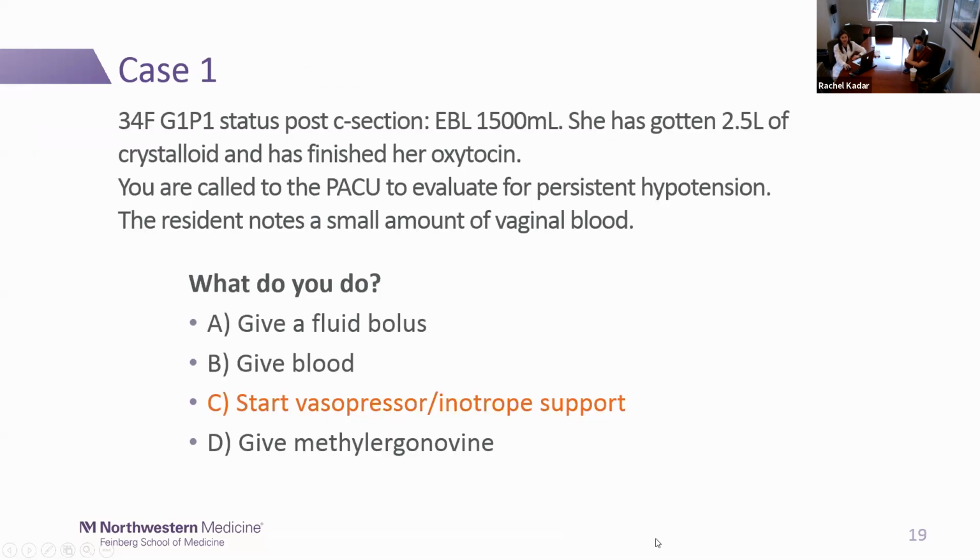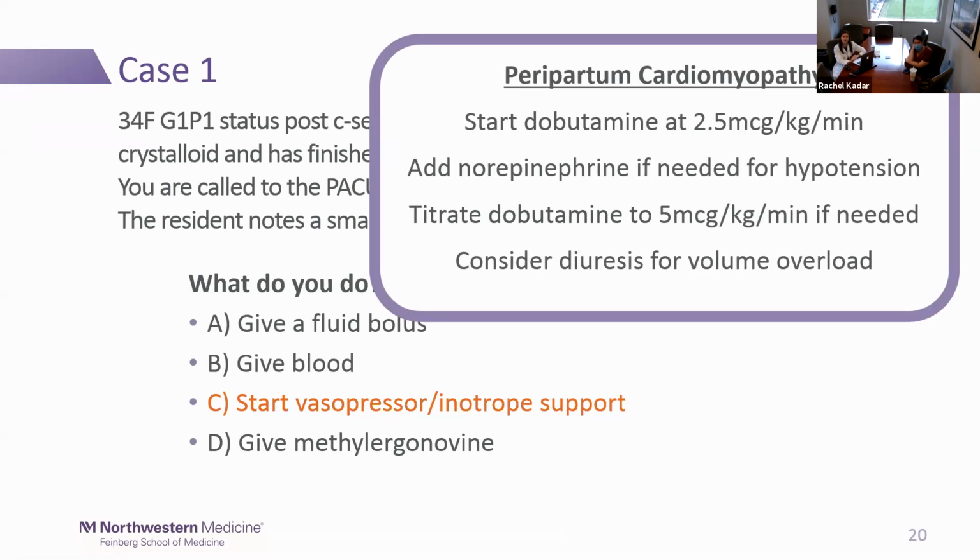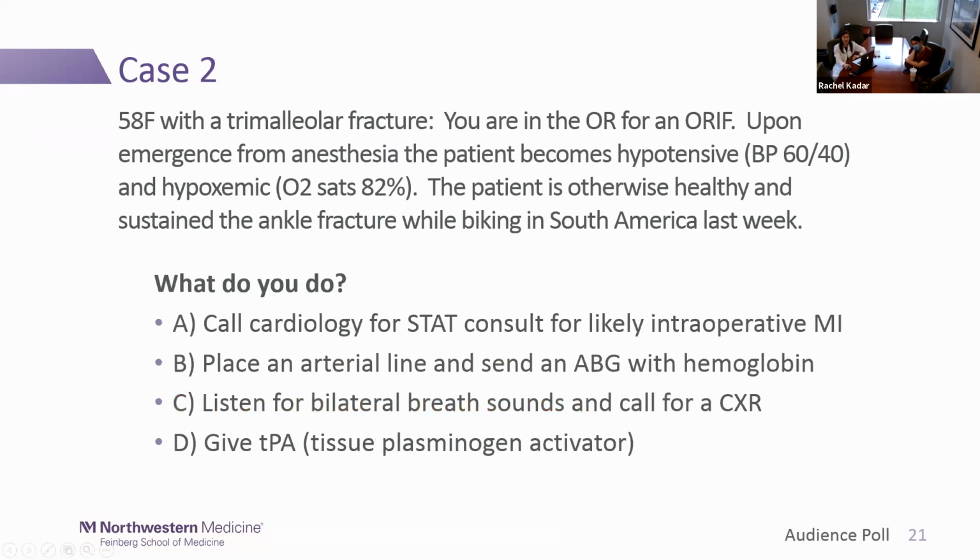So our correct answer after we got our bedside ultrasound was C, start vasopressor or inotrope support. And the diagnosis is peripartum cardiomyopathy. We would start dobutamine. You can add norepinephrine if needed. You can titrate up the dobutamine and consider diuresis for volume overload. Now we have our next case.